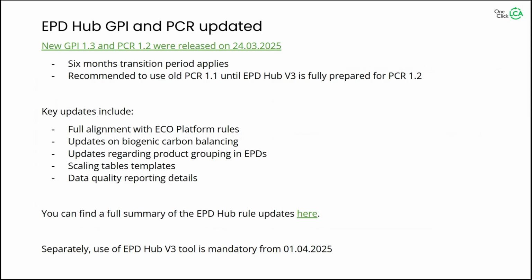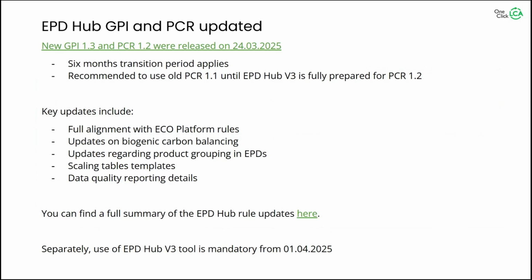So the tool will be fully compliant, expected maybe in the release in early June, but let's see how that timeline develops. And then there's a question here about what is the 6-month transition period. So basically it means that although the PCR 1.2 was released on the 24th of the 3rd, you don't have to use it right away. There's 6 months where you can continue to use the PCR 1.1, so that the older version, let's say.